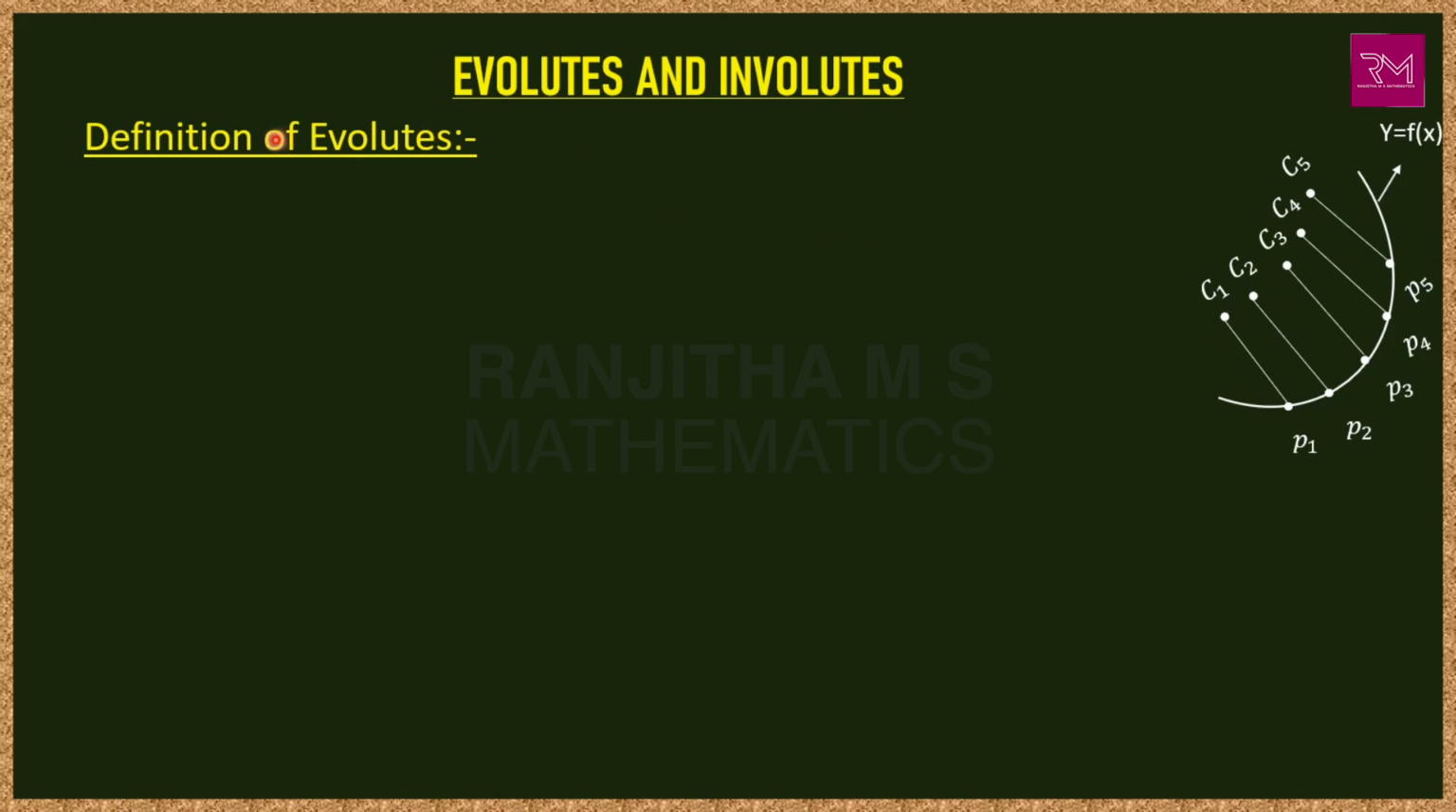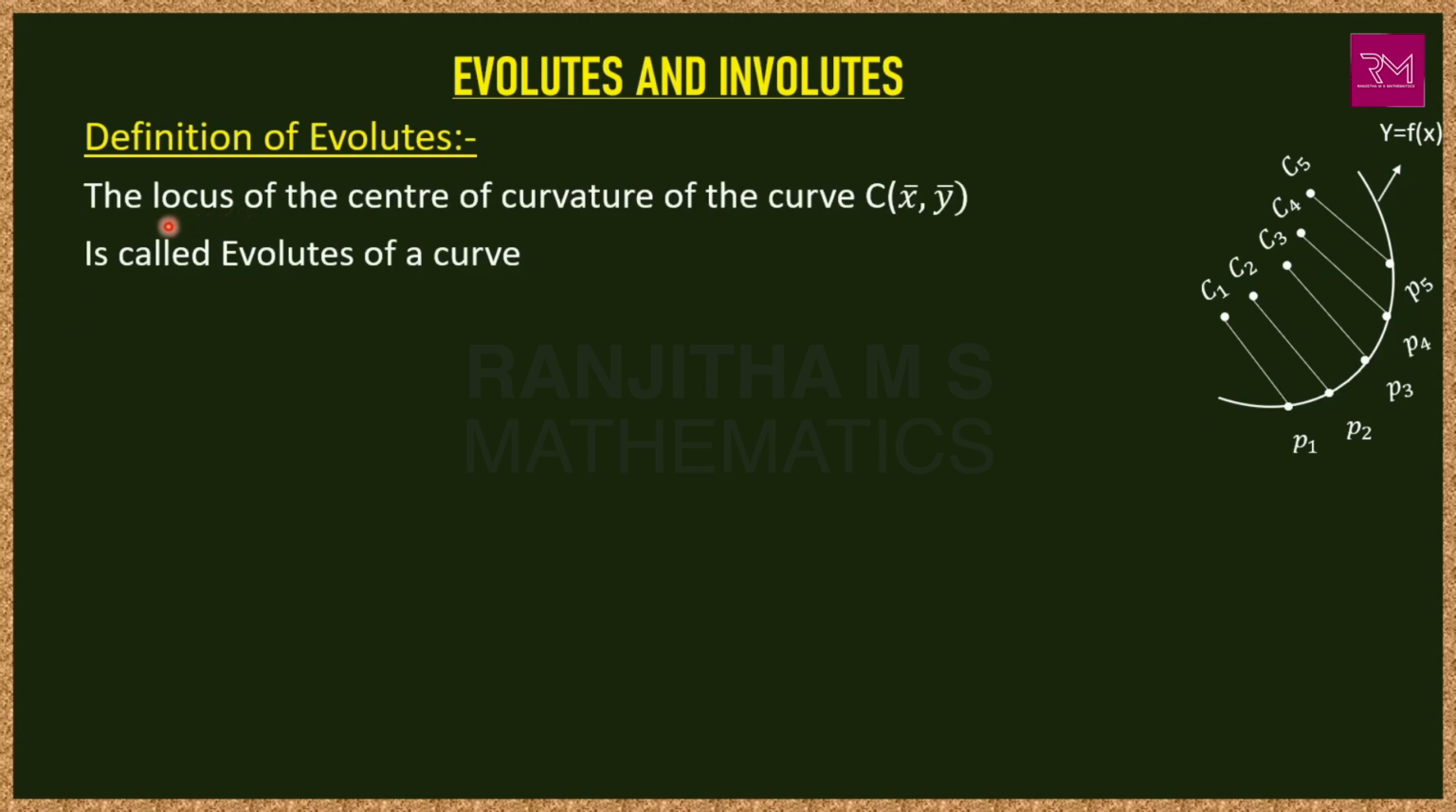Now, the definition of evolutes of a curve states that the locus of the center of curvature C of x bar comma y bar of the curve is called evolute of a curve. That means, these are all the centers of curvature. If we join all the centers of curvature, we obtain another curve. This curve is nothing but the evolute of a curve. This is the definition of evolute of a curve, the locus of center of curvature of the curve. That means if we join all the centers of curvature of a curve, we obtain another curve. That curve is nothing but the evolute of the curve.